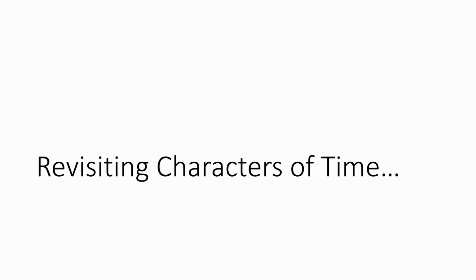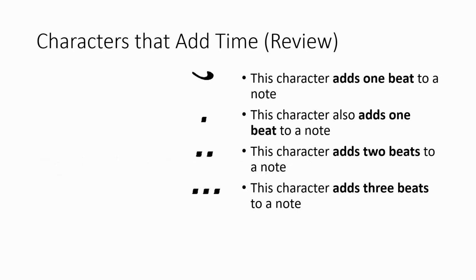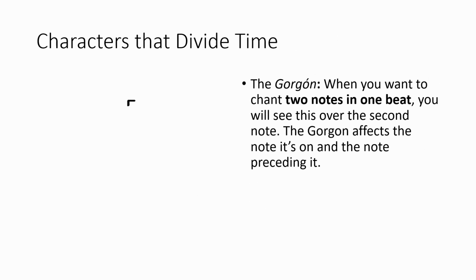So we're going to be revisiting characters of time to kick this off. Remember these guys? These are the characters that add beats to notes. So the klasma and the apli, either one, adds one beat to the note they affect. The dipli adds 2 and the tripli adds 3. That's not what we'll focus on in this video though. We're going to be focusing on characters that divide time.